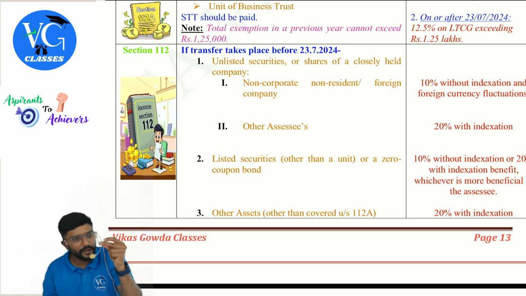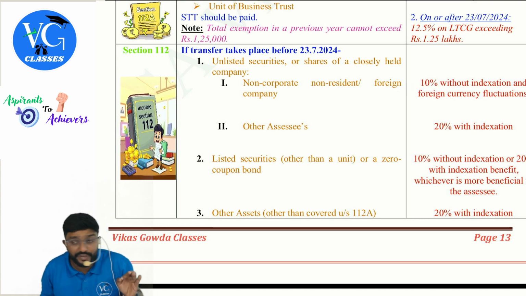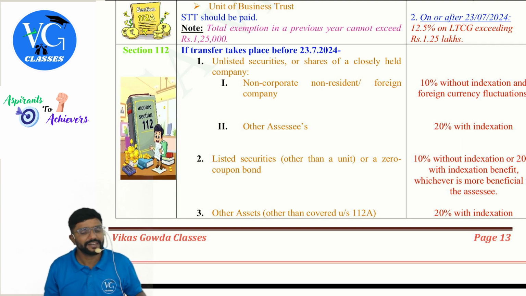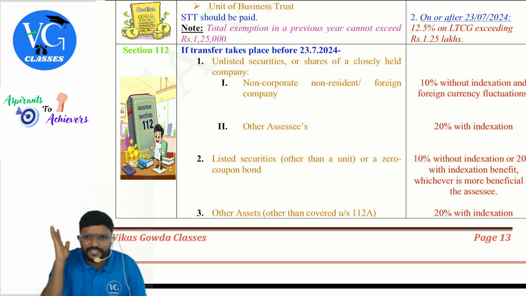If the assessee is a non-corporate, non-resident or foreign company, then the tax rate is 10% on the gain computed without indexation and without foreign currency fluctuation. What is that foreign currency fluctuation? That calculation is not a part of your intermediate syllabus. Just for your knowledge, I will tell you.